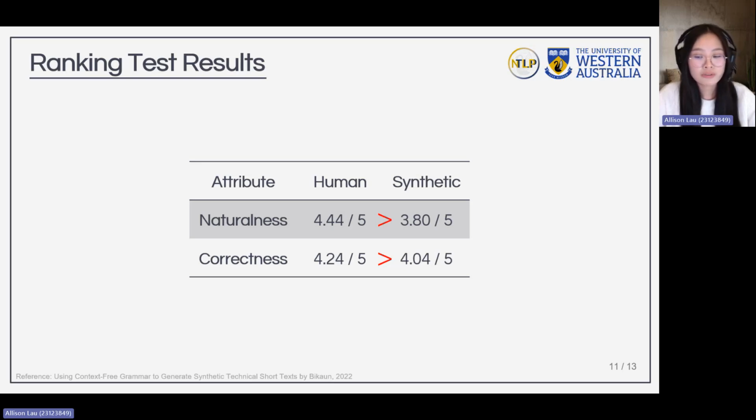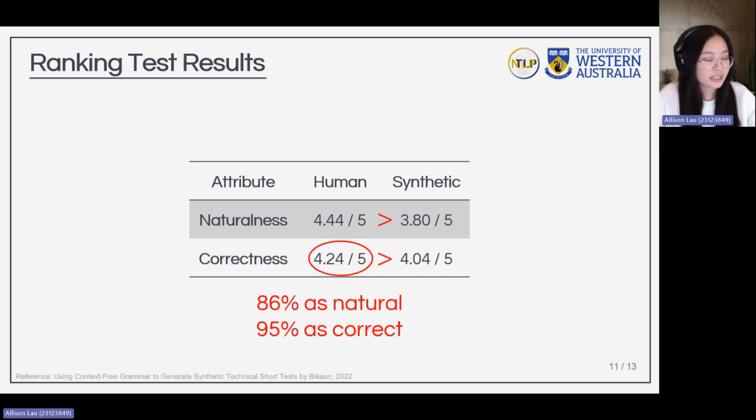We also noticed that the reason why many of our synthetic sentences scored poorly for correctness was that the original Mainty dataset had inconsistencies, causing the synthetic data to be wrong. But overall, from this ranking test, we were able to say that our synthetic data is 86% natural and 95% as correct as the real data.